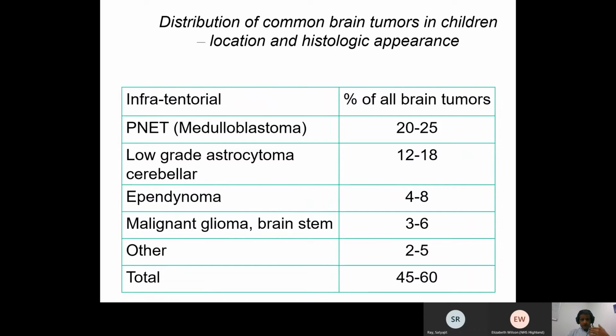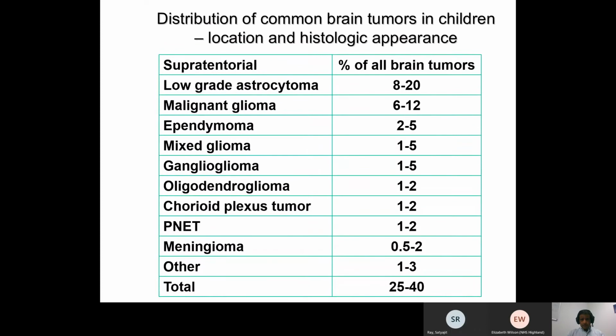So in the infratentorial tumors, what are the common ones? That is the posterior fossa. We call that most of the time the posterior fossa, infratentorial region. Medulloblastoma is the most common one, 20 to 25%. Then the astrocytic tumor is about 12 to 18%. Then ependymoma. Those are the 3 common ones in the posterior fossa. Malignant tumors can happen mainly in the brainstem, which we call DIPG, diffuse intrinsic pontine glioma, about 3 to 6%.